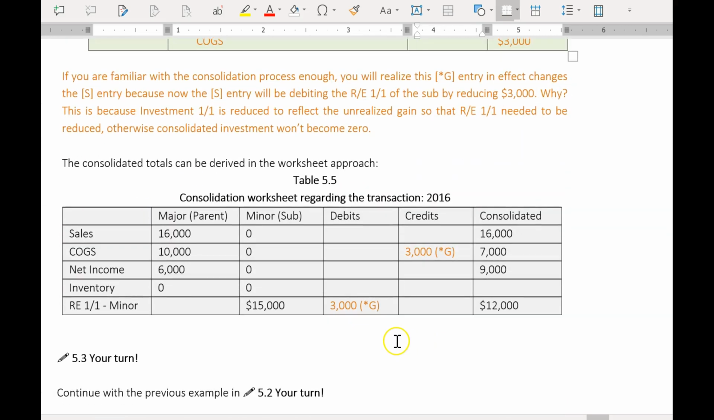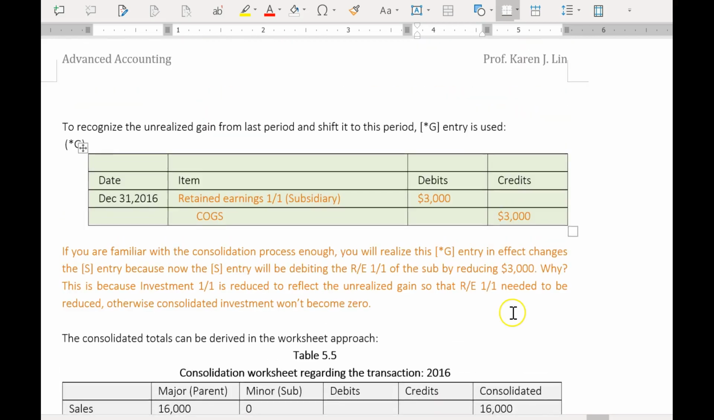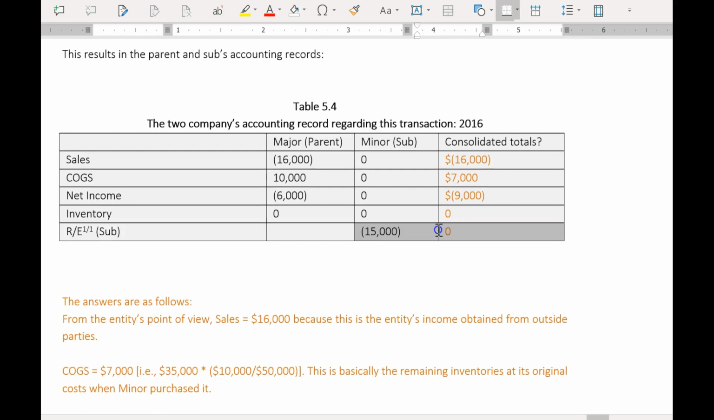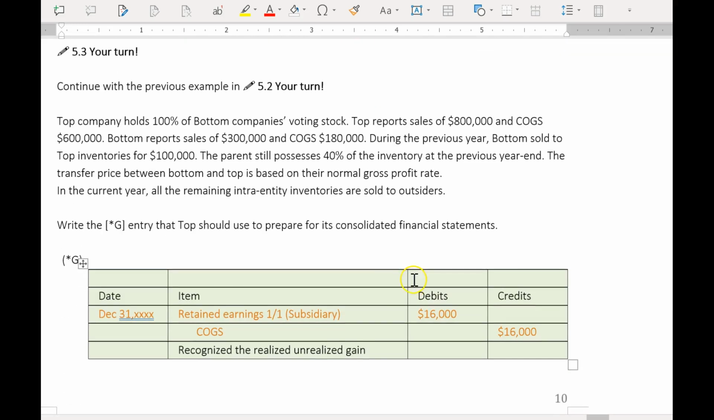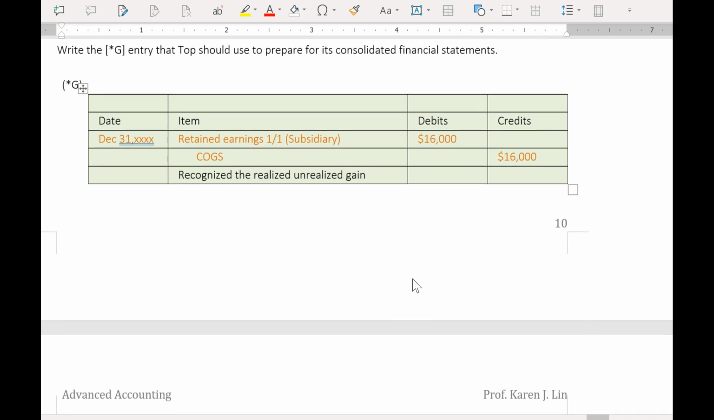Okay, so this entry we call the G star. So we are debiting retained earnings at the beginning. We are crediting cost of goods sold for 3,000. By doing so, we basically increase the net income by 3,000 and we reduce the retained earnings of the subsidiary for 12,000. I should actually be writing it here. It should be, sorry, it should be 0 when you consolidate it because you have the S entry. Okay, so that's why I wrote an S 0 here. All right. So that's the G star.